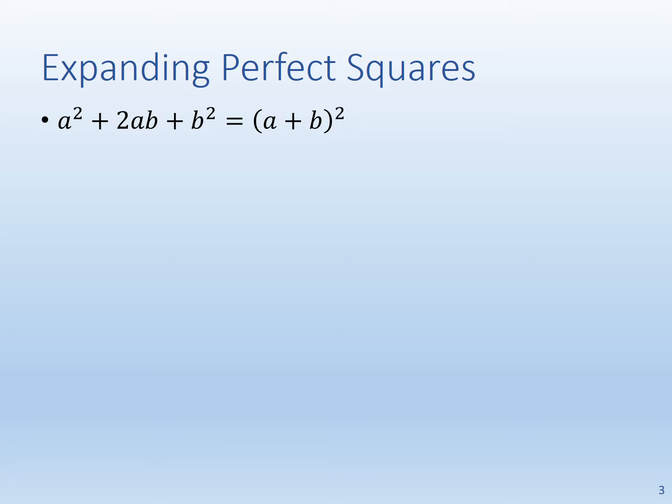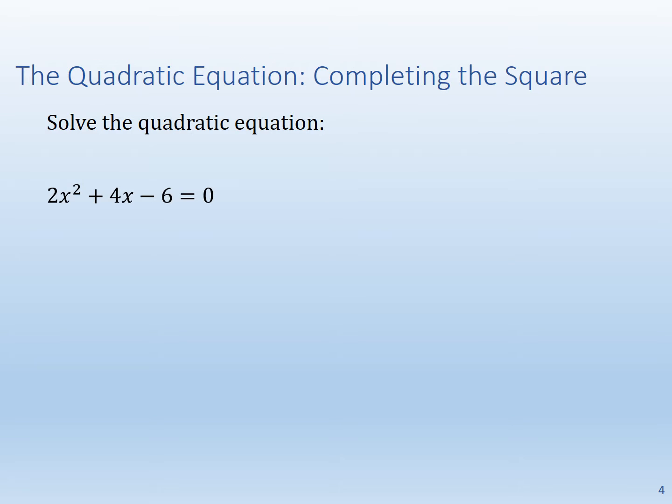In the last video, we looked at the perfect square. A plus b all squared, when expanded, will give us the first term squared, the last term squared, and 2 times the first times the second. What we'll do now is go backwards and look for this form, and then we can factorize it into this perfect square. We'll solve this equation by completing the square.